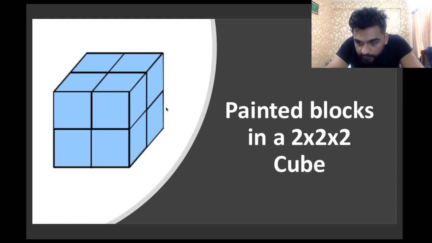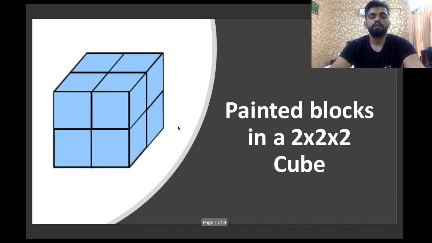Okay, so a 2 by 2 by 2 cube is what we're going to be starting with, and we're going to be moving to a 3 into 3 into 3 cube. There's also a 4 into 4 into 4 cube, but that's relevant only for the CAT exam, not for MAH-CET. So we're going to stop at the 3 into 3 into 3 cube.